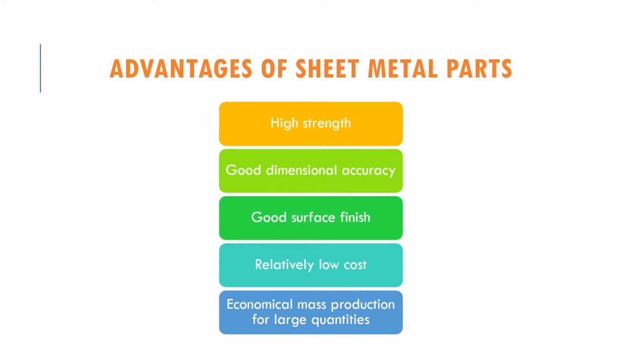Why do people want to produce products using sheet metal parts? Among the advantages are high strength, because it's performed in the cold working process, good dimensional accuracy, good surface finish, and relatively low cost and economical mass production for large quantities.